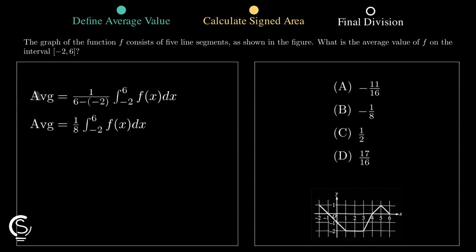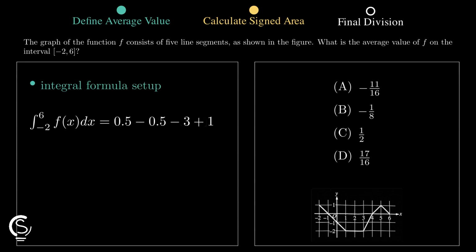Now calculate the signed area. Sum the areas of the triangles and trapezoids. Regions above the axis are positive, while regions below the axis are negative. Summing these gives the integral.